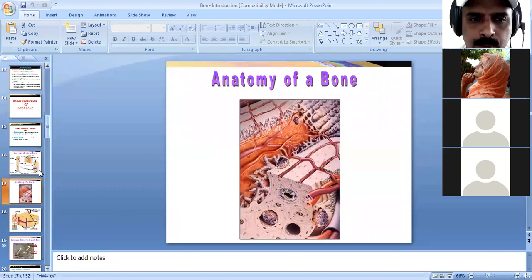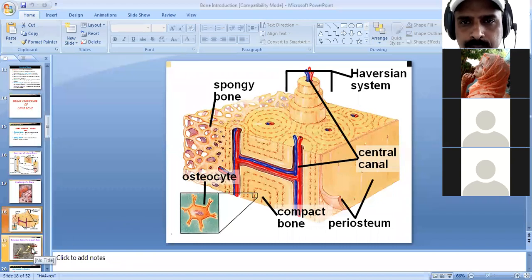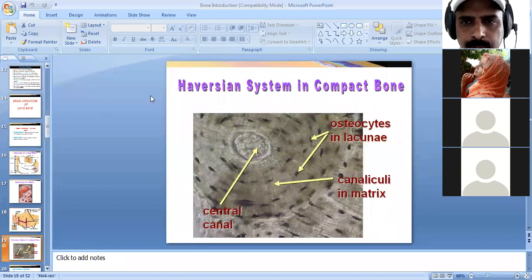So next comes the Haversian system, the central canal. Almost all the cells we are going to have are osteocytes, and the covering of the bone is called the periosteum. So this is all the microscopic structure, and you have to remember it.